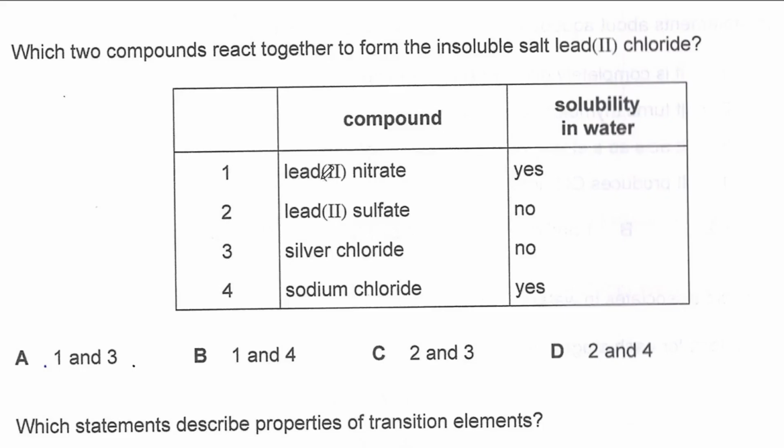So we have 1. Lead-2 nitrate, solubility in water, yes. Lead-2 sulfate, no. Silver chloride, solubility in water, no. Sodium chloride, solubility in water, yes. Now you need to know that this is preparation of salt through precipitation because we are forming an insoluble salt. So an insoluble salt is formed when two soluble salts react. So here, that means it's going to be lead-2 nitrate because it's soluble in water, and sodium chloride, which is also soluble in water. So soluble salt plus soluble salt is going to give us an insoluble salt in the form of a precipitate. So therefore, the answer is option B, 1 and 4.